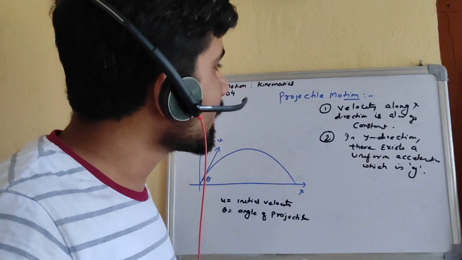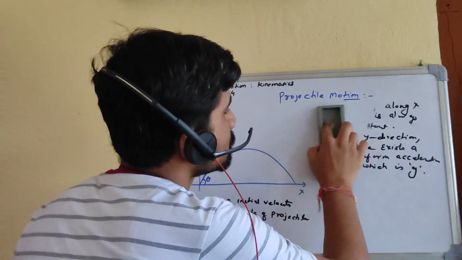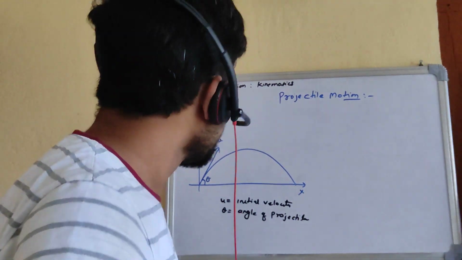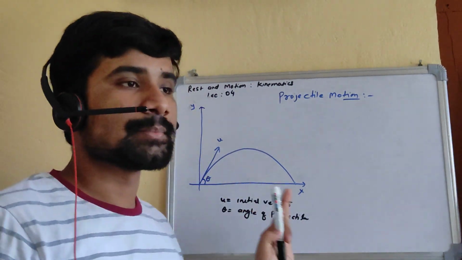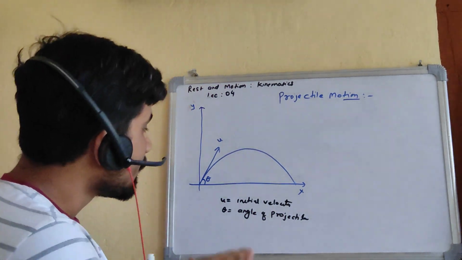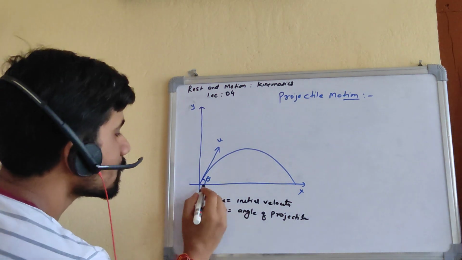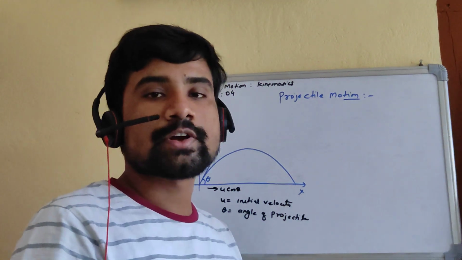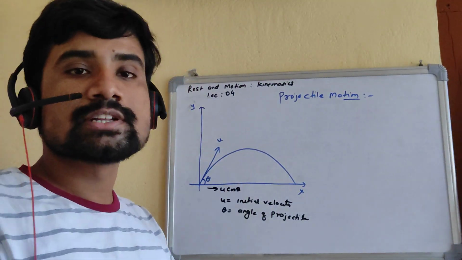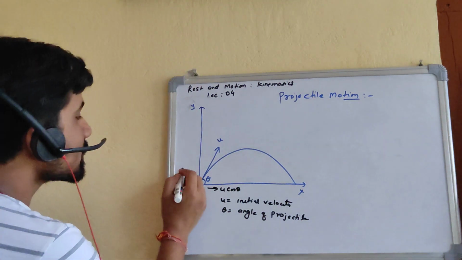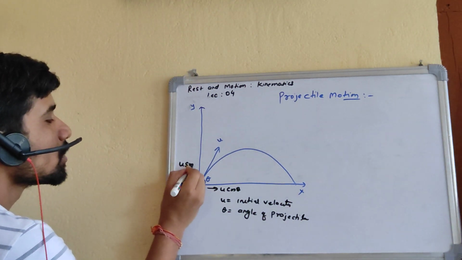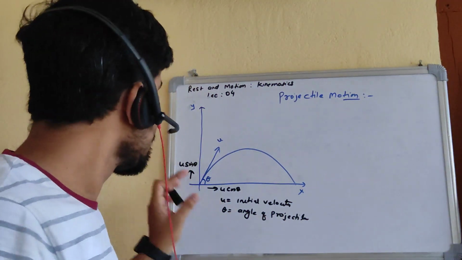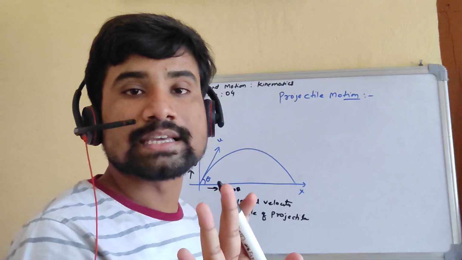So let's say in the x direction, let's identify the velocities. We know the initial velocity u, but what about the x direction? Along the x direction the initial velocity will be u cos theta. We have studied the resolution of vectors. Along the y direction the initial velocity will be u sin theta, correct? Along x the velocity is u cos theta, along y the velocity is u sin theta.